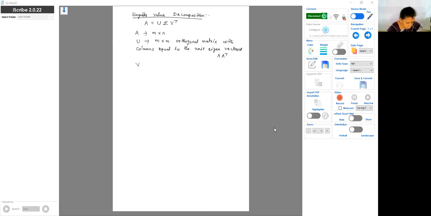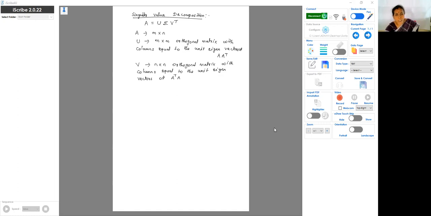Okay. And V is an N cross N. So this is also a square matrix. An N cross N orthogonal matrix with the columns equal to the unit eigenvectors of A transpose A.